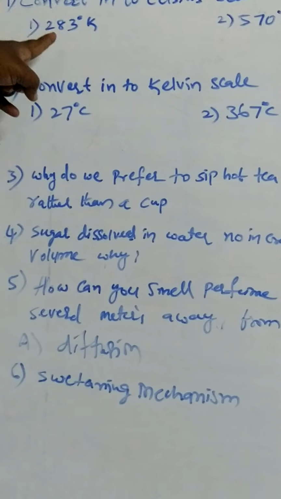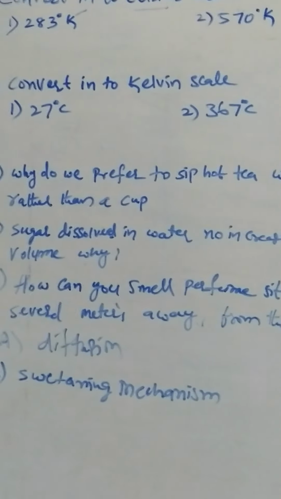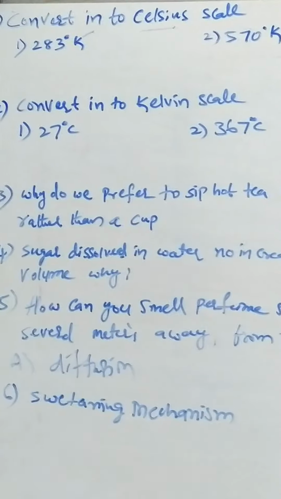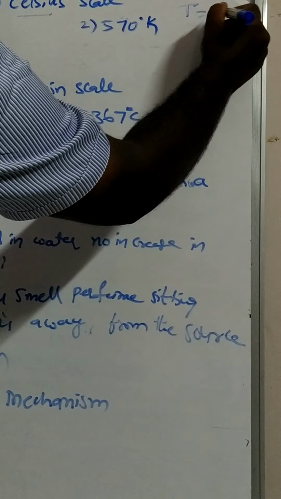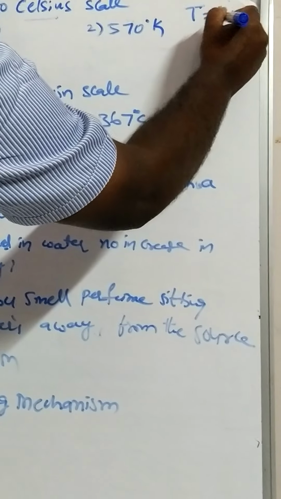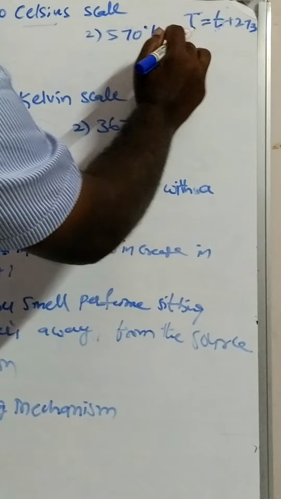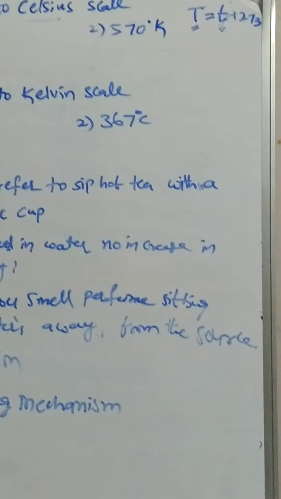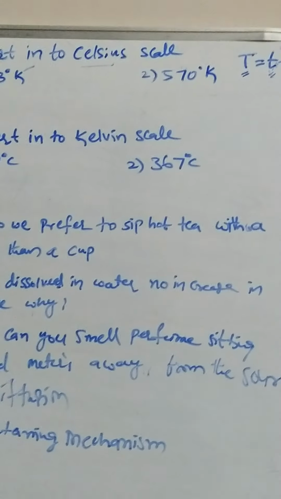Now here the question is asking about Celsius and Kelvin scale, so I will tell you a simple relation. Capital T equals small t plus 273. Remember, capital T is the Kelvin scale of temperature, small t is the Celsius scale of temperature. Capital T Kelvin, small t Celsius.